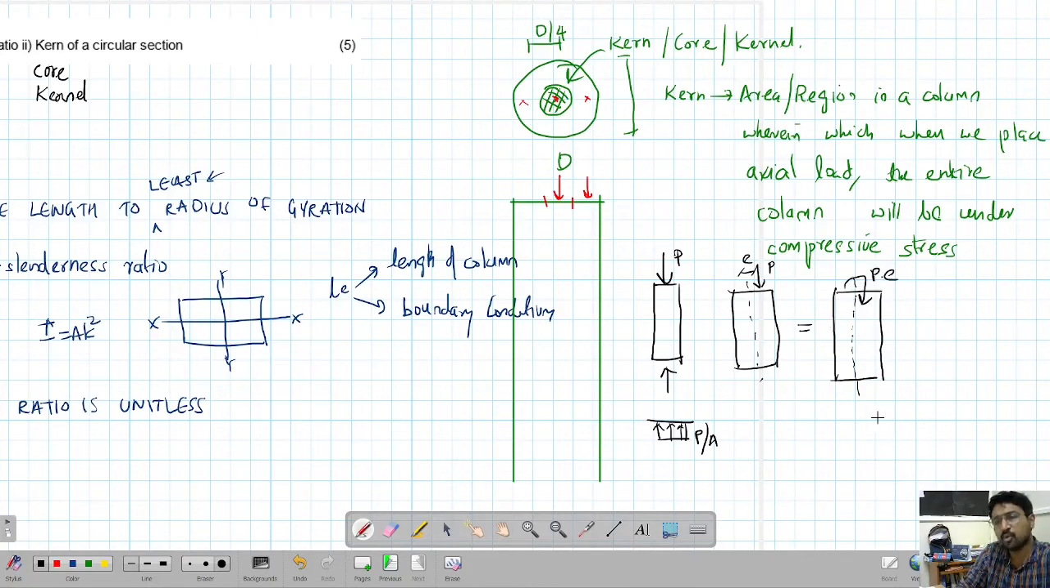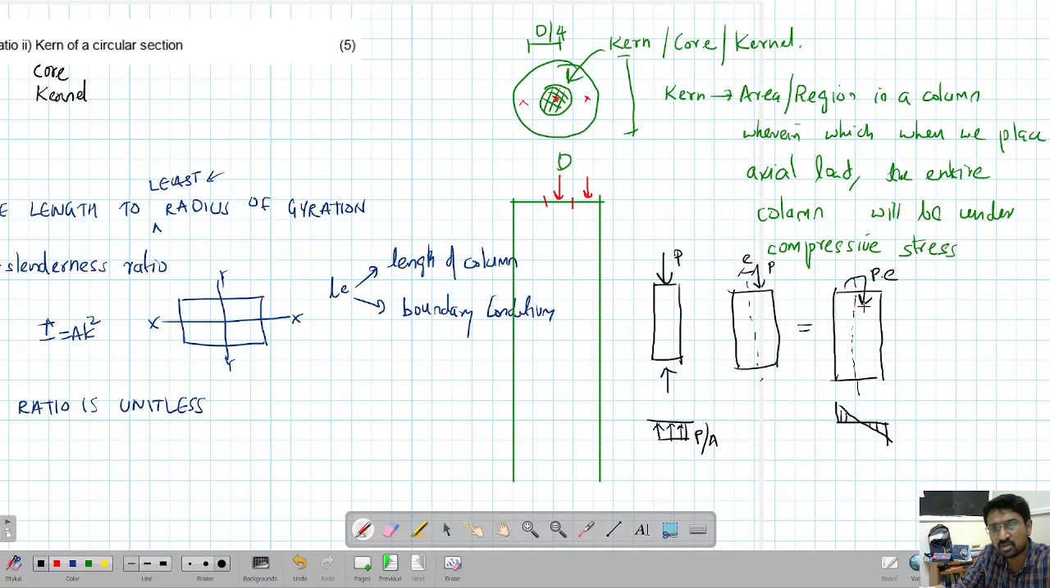When there is a moment in the column, this region will be in compression and this region will be in tension. So it will look something like this. This is the distribution of bending stress. Because of the bending moment, bending stress will develop. Bending stress is not uniform like axial stress, it will vary. One portion you will have compression, one portion you can have tension.